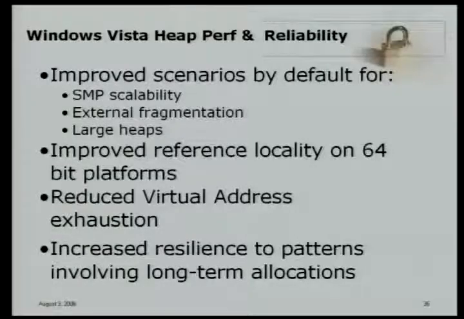And here we can see that we improved a lot of scenarios for multiprocessing, multi-core processing and multiprocessor scenarios. We addressed a lot of critical external fragmentation scenarios, and also we have better scalability with large heaps. We improved the reference locality on 64-bit platforms by default. It used to be this way only on low fragmentation heaps, starting with Windows 2003 Service Pack 1.